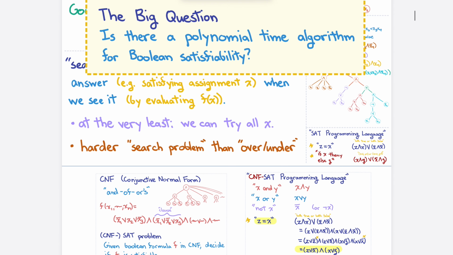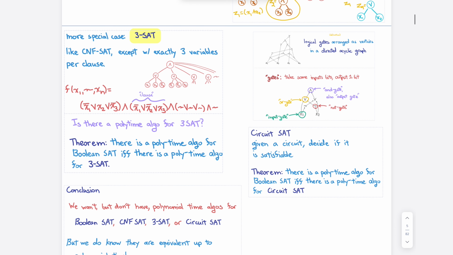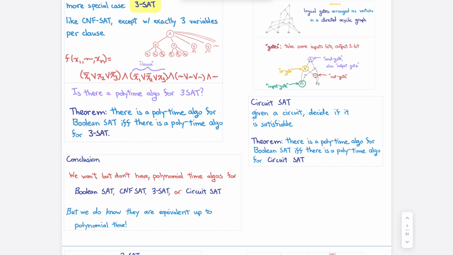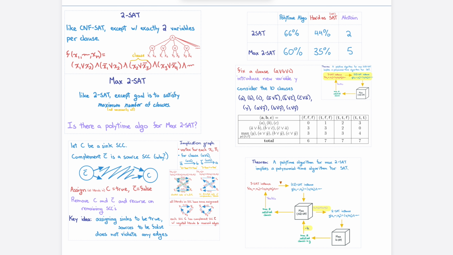We don't know. But maybe what's more surprising is that even special cases like things in CNF form or 3-SAT, where you only have 3 variables in each clause, remain pretty difficult. We pushed it even further to 2-SAT versus Max 2-SAT. 2-SAT you can do really fast. Max 2-SAT, somewhere in that max was like half a degree of freedom. That seemed to make it hard again.